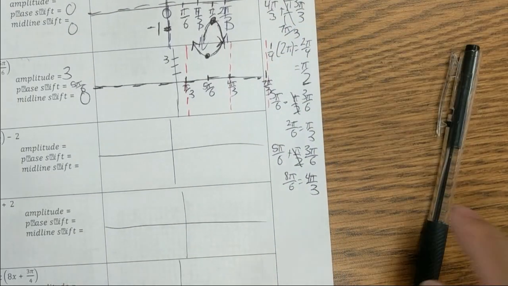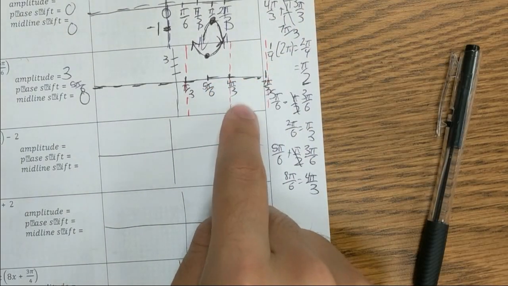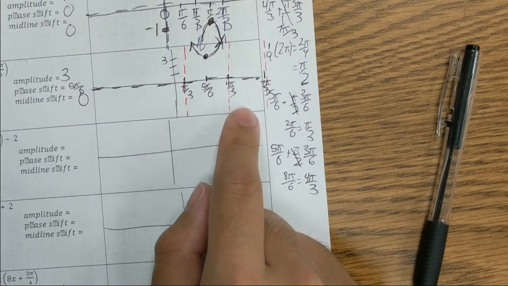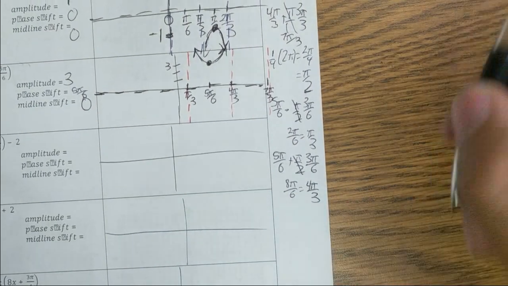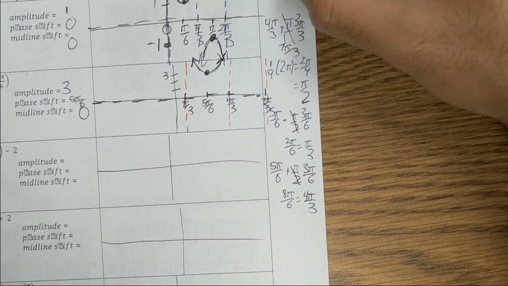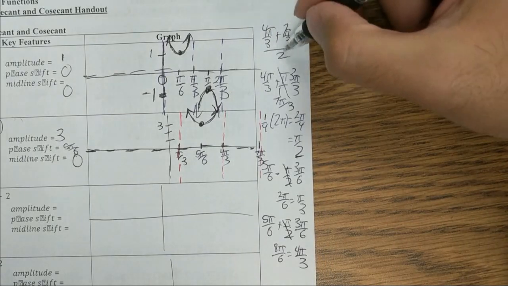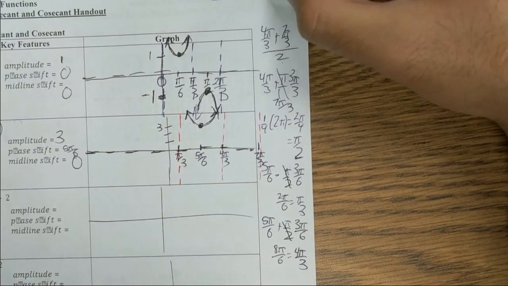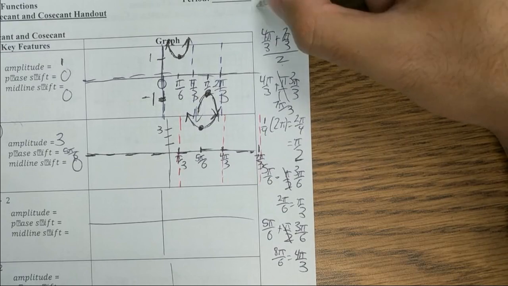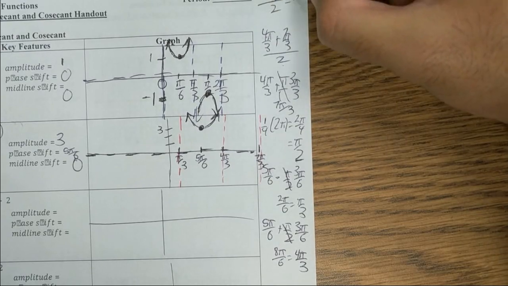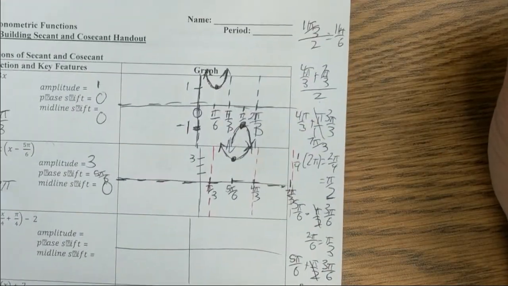Okay, and again, I know that halfway between these 2 points will be a vertex. So halfway between 4 pi over 3 and 7 pi over 3, I can use the midpoint formula, add the 2 coordinates together and divide by 2. So 11 pi over 6.